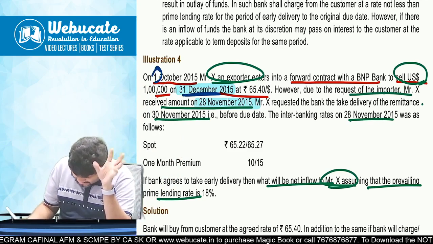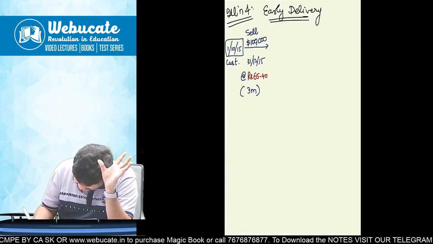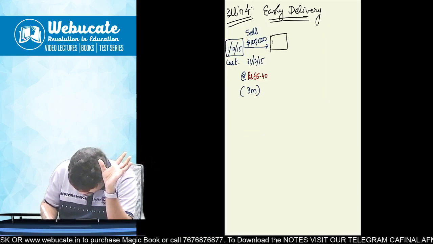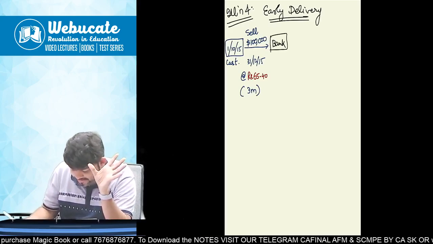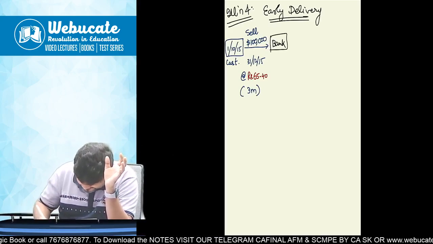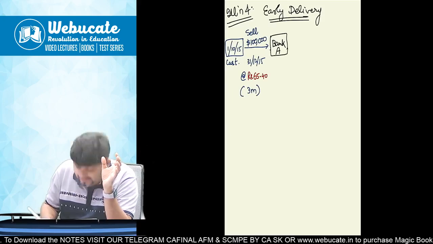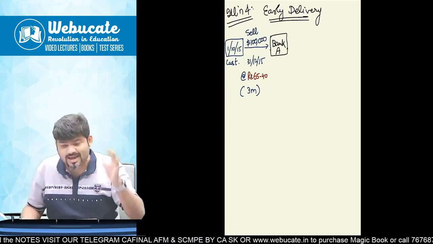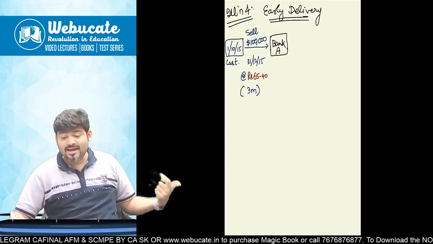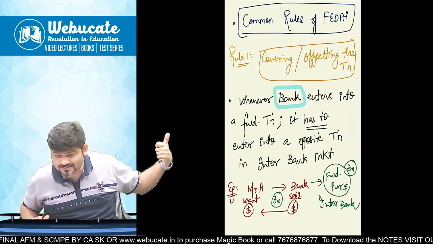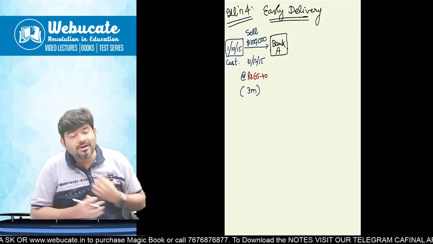Due to the request of the importer, Mr. X received... Oh, wait. Another thing would have happened on this day. So, what happened? This is the bank. So, customer will go to the bank 2 months later, 3 months later from today. Okay. What would the bank have done? Let's assume this as bank A. What would bank A have done, guys? This is the transaction which is done by the customer with the bank. What else would bank A have done now? Correct. Can I say they would have covered the transaction, offset the transaction?